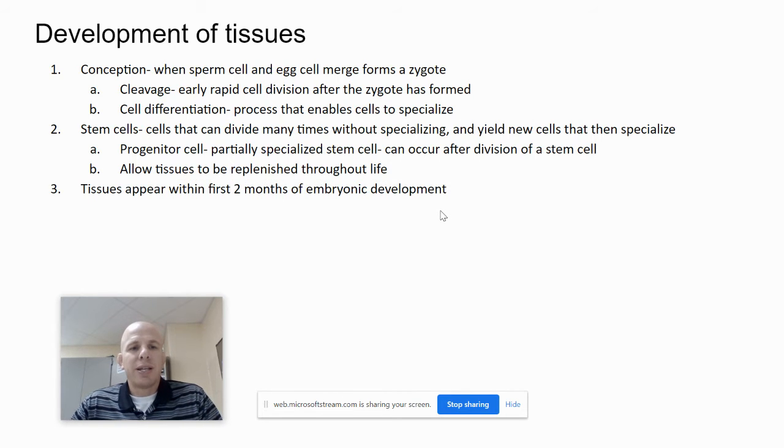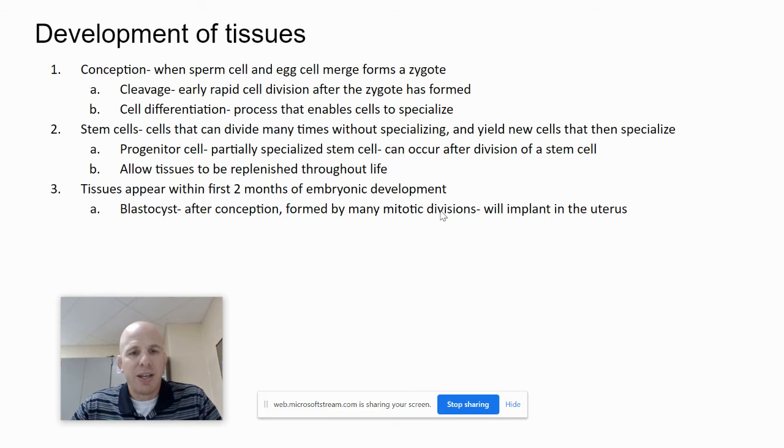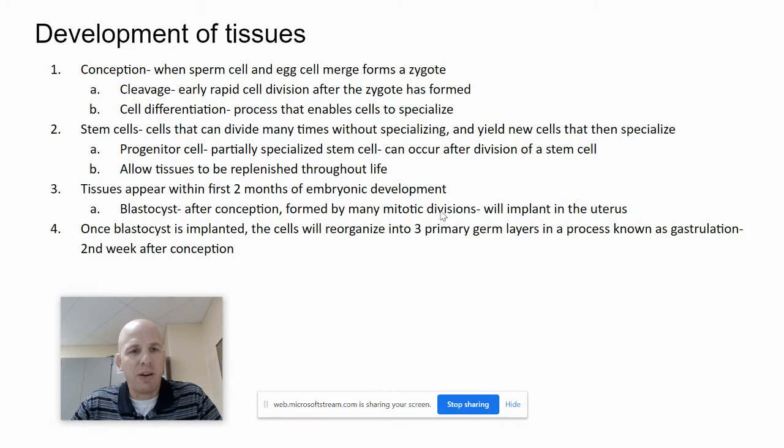Okay, so it says the tissues appear within the first 2 months of embryonic development. After conception, after we go through cleavage, we have this thing called the blastocyst. The blastocyst is what we all start as. So I had the zygote, a bunch of mitosis, and now I'm a blastocyst. This blastocyst is going to implant in the uterus, where we're going to have development.